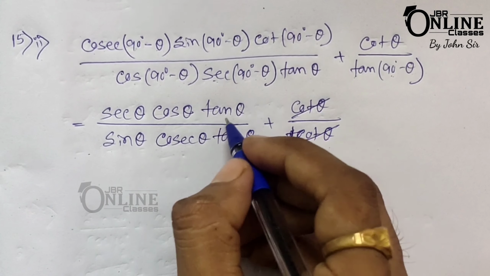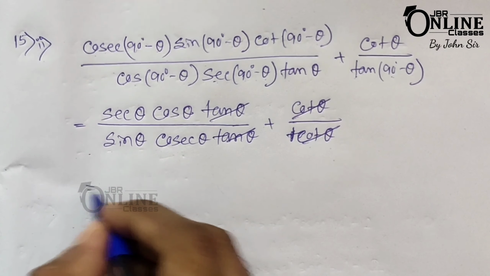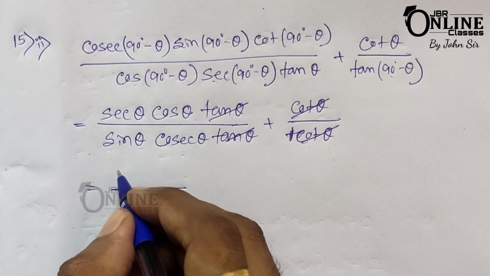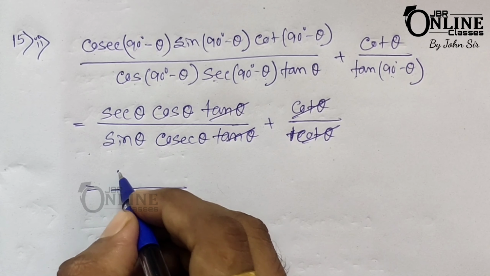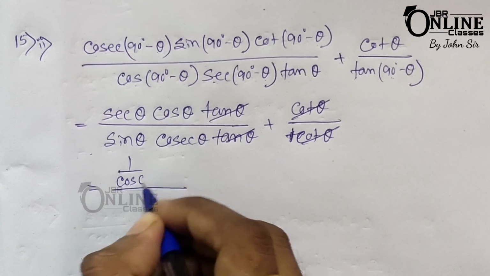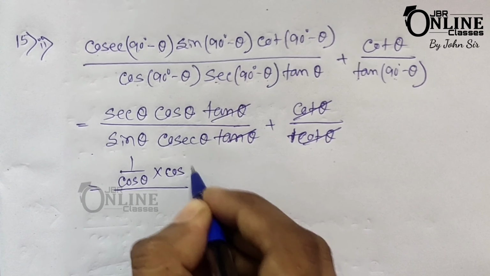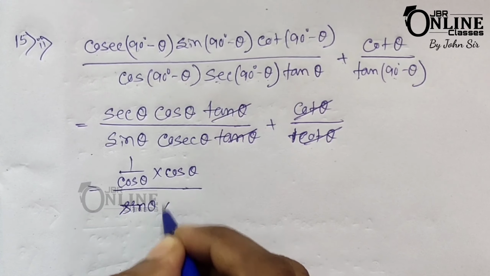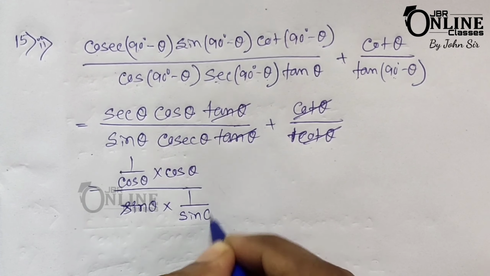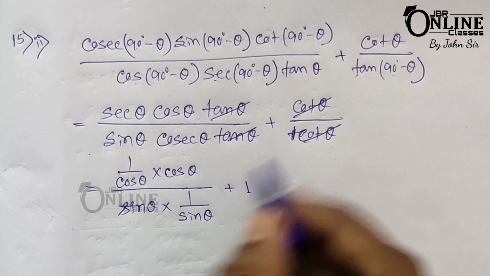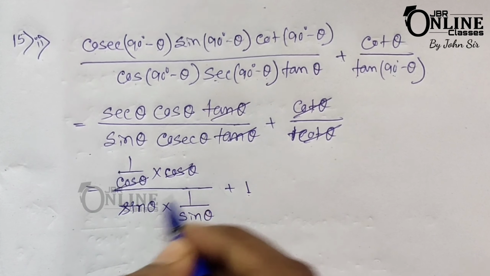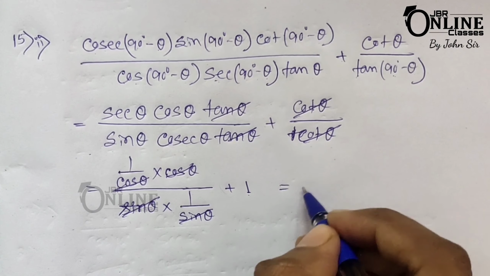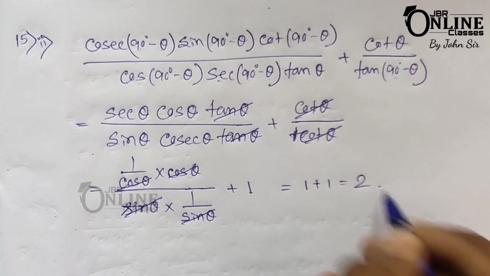So cot theta cancels out, tan theta cancels out. Now sec theta means 1 by cos theta into cos theta, and sin theta, so write down just sin theta, and cosec theta means 1 by sin theta, so plus 1 for this one. Now cos theta cancels out, sin theta cancels out, so 1 plus 1, and that becomes 2.